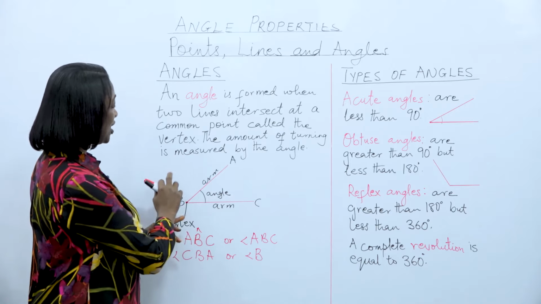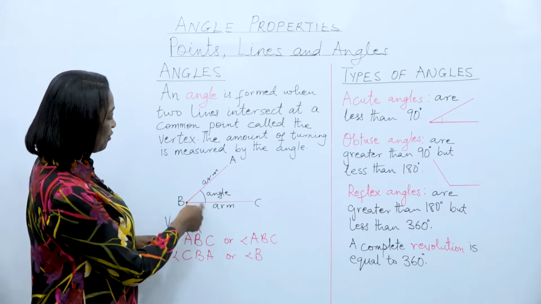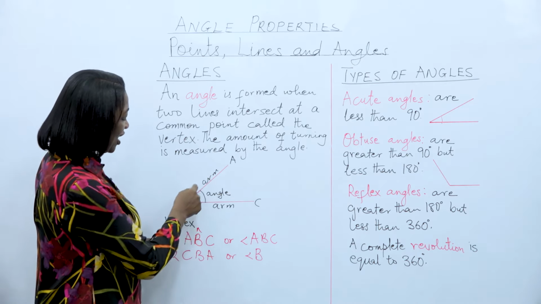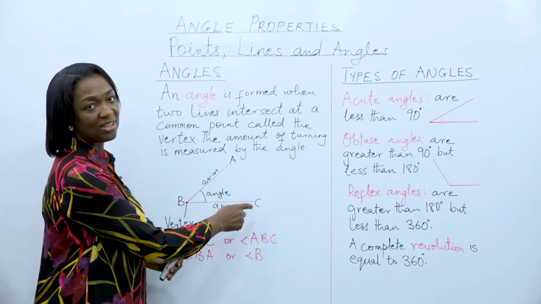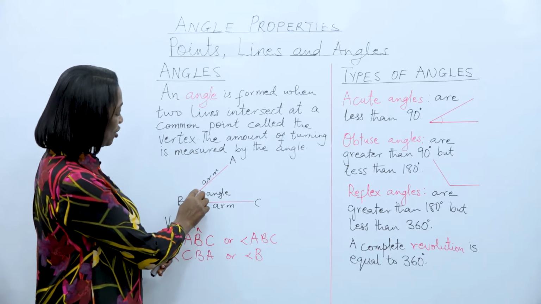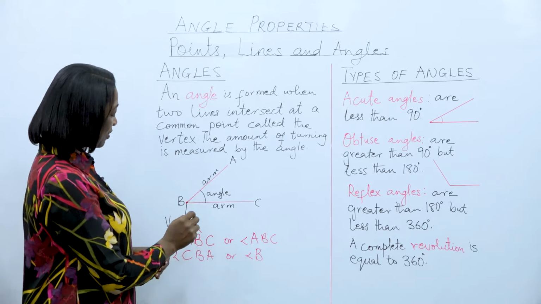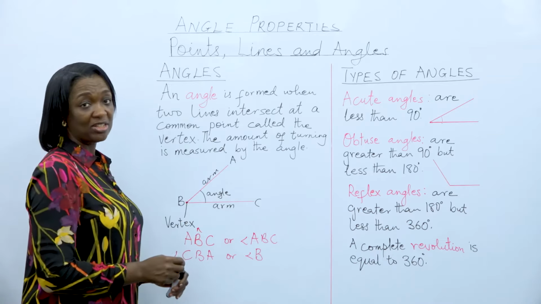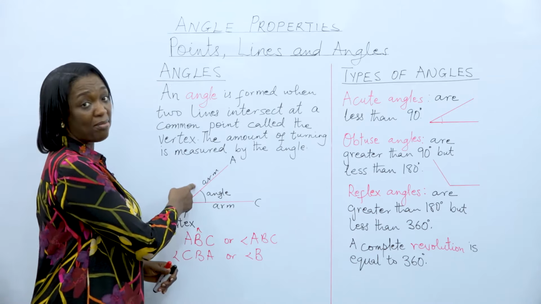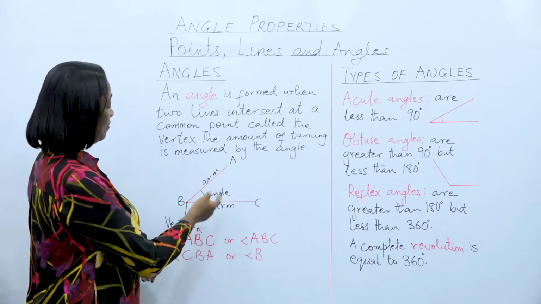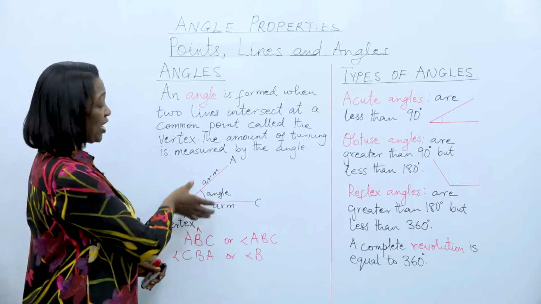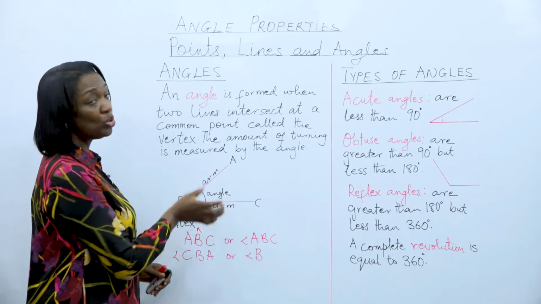The amount of turning is measured by the angle. So the turn from the line BA to BC constitutes the angle. So the angle is the measure of that turn. B is called the vertex of the angle. Line AB is called an arm of the angle. And then line BC or line CB is another arm. So an angle actually has two arms.